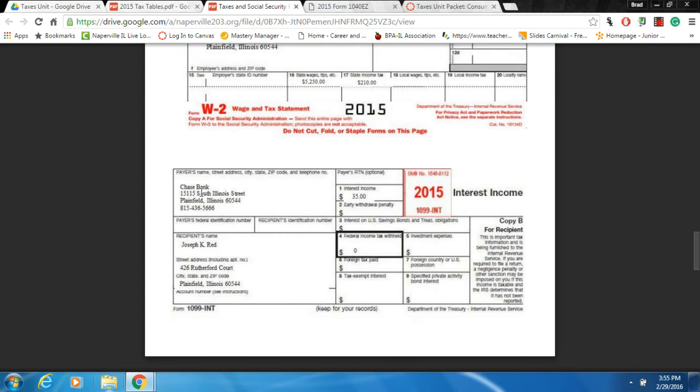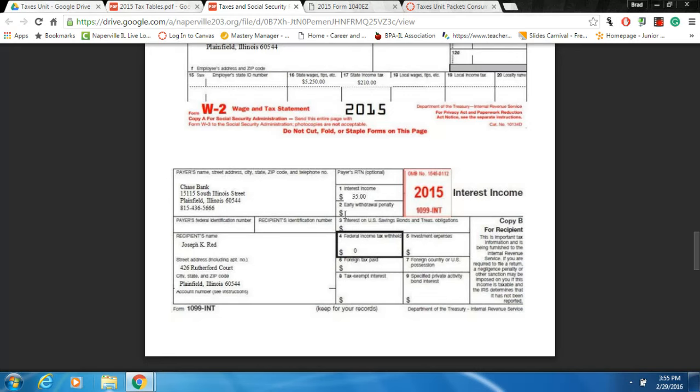So here's this bank. He used Chase Bank in Plainfield, and he earned $35 in interest income. In real life, you are probably not going to earn $35 in interest income on your account in a year. This would mean that he has thousands upon thousands of dollars in a savings account. Okay. But for our example here, let's just assume that he did earn $35 in interest income.